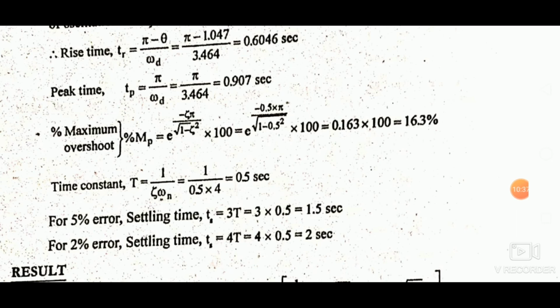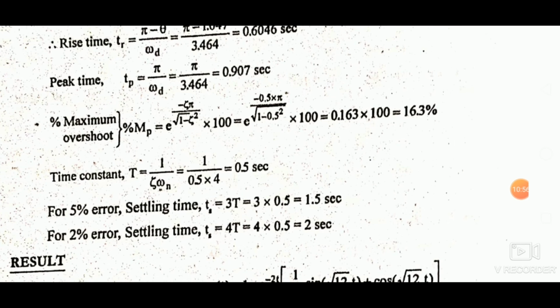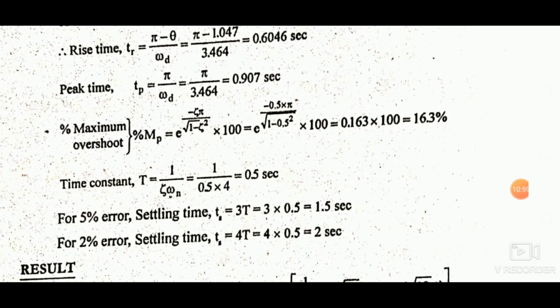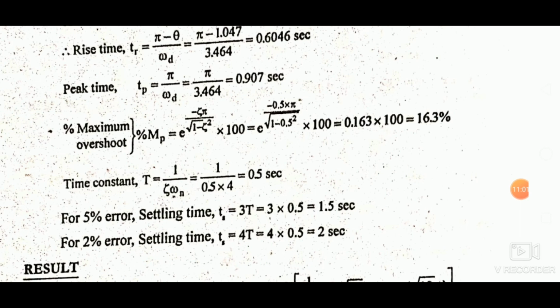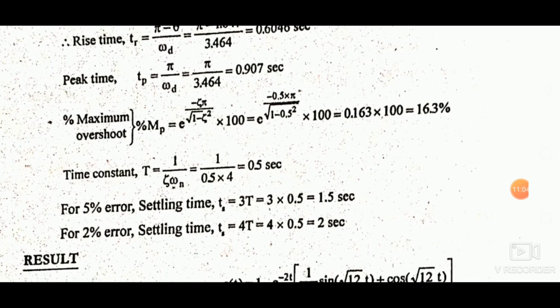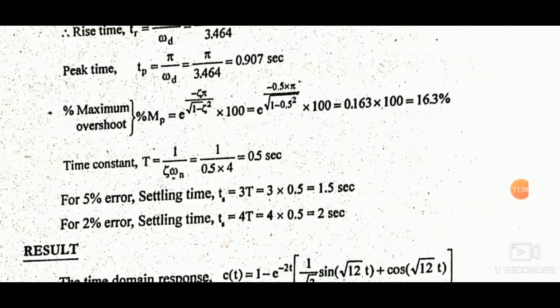Then going to the settling time, first we have to calculate the time constant. The time constant formula is T is equal to 1 by zeta omega n. Already we know the values of zeta and omega n, so substitute here, then we will get 0.5 seconds. In settling time, for the 5% error, Ts is equal to 3 into T, that is 3 into 0.5, that is 1.5 seconds. For the 2% error, Ts is equal to 4 into T, 4 into 0.5, that is 2 seconds.